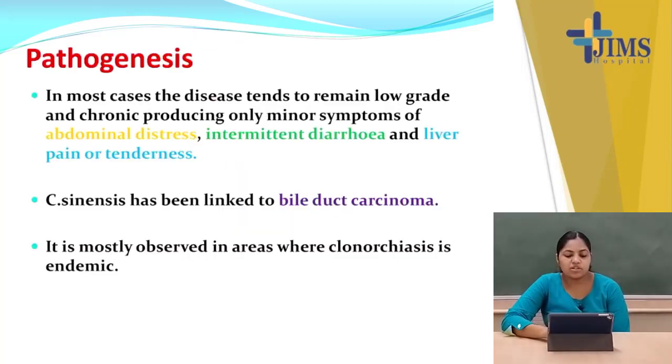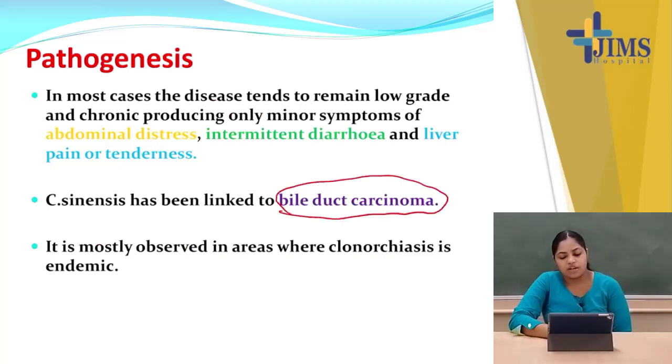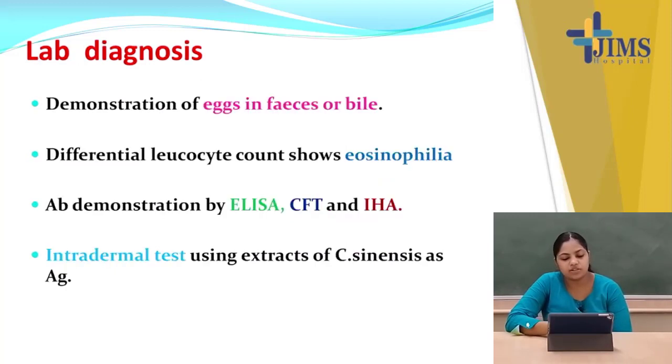So coming to pathogenesis, mostly it causes low grade or chronic minor symptoms like abdominal distress, intermittent diarrhea, vomiting, and liver pain and tenderness. Clonorchis sinensis is mainly linked with bile duct carcinoma, it can even cause carcinoma. It is an endemic disease seen in Japan, Thailand and all these countries.